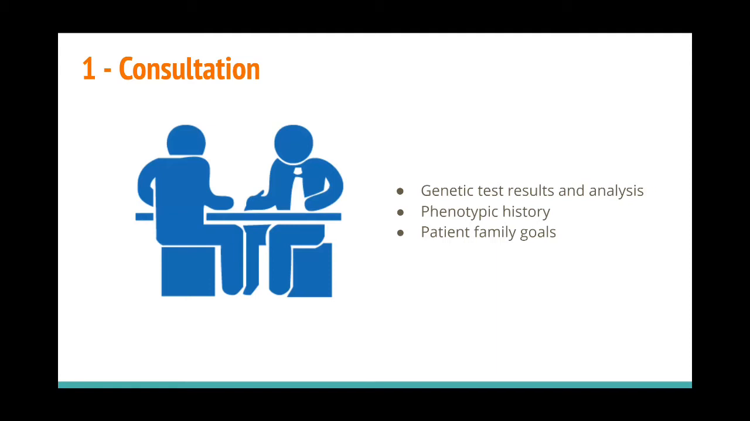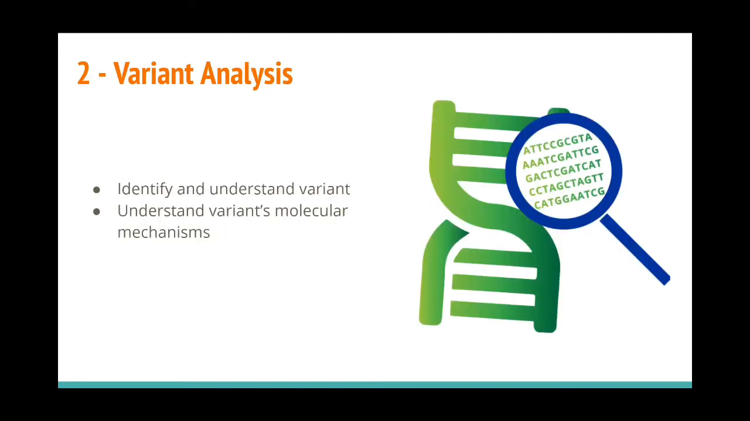The first step is consultation. In this step, genetic testing results will be analyzed. The phenotypic history of the patient will also be taken and analyzed, and the patient's family goals will also be expressed by the patient. In the second step, variant analysis is implemented. In this step, health professionals identify and understand the variant. This encompasses understanding the variant's molecular mechanisms.